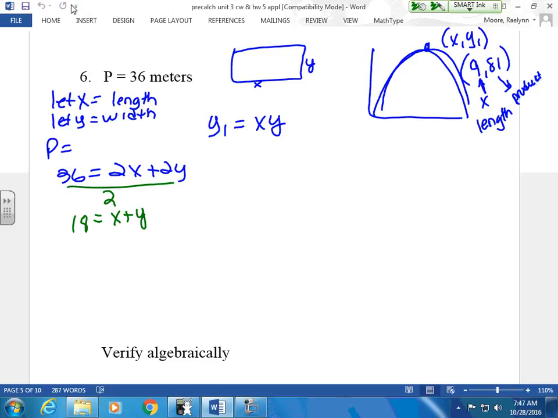Okay, so then what? Subtract x. You're going to solve for y in terms of x. Good. Now, what am I going to do with it? Negative 11 for 1. Thank you. No, that's okay. Probably didn't hear the no part. So y1 is equal to x times 18 minus x.